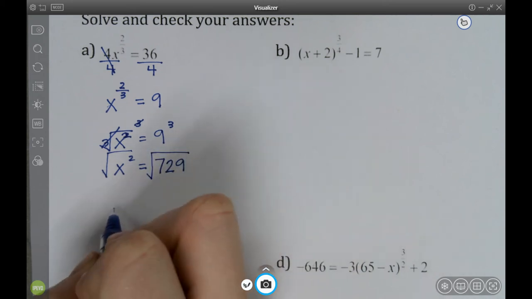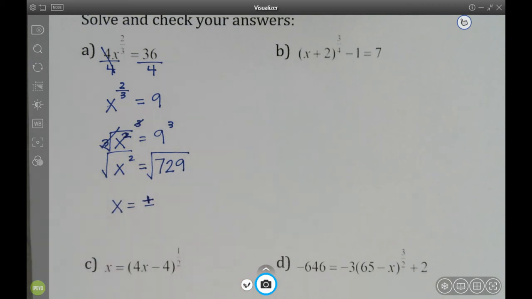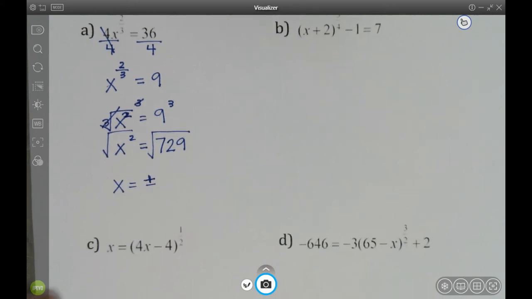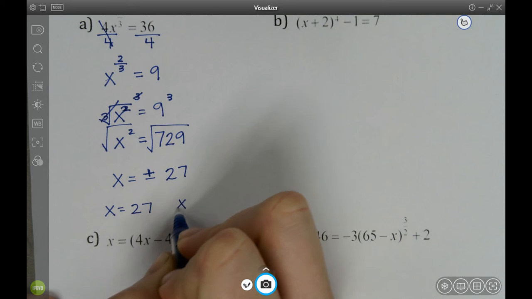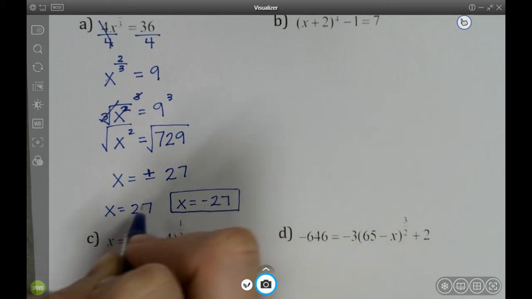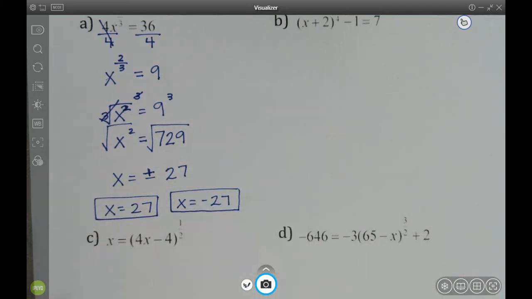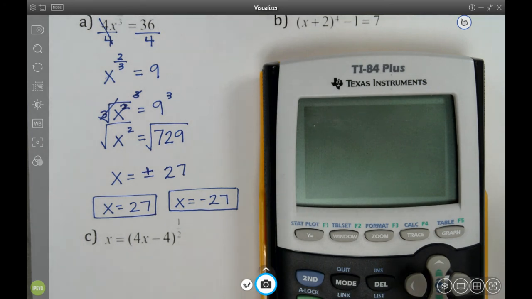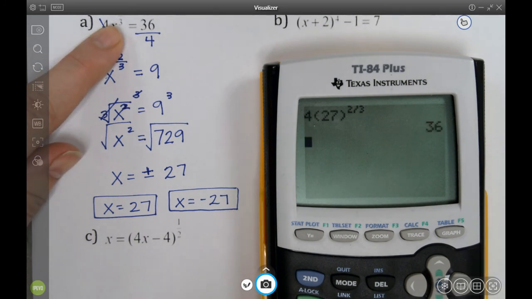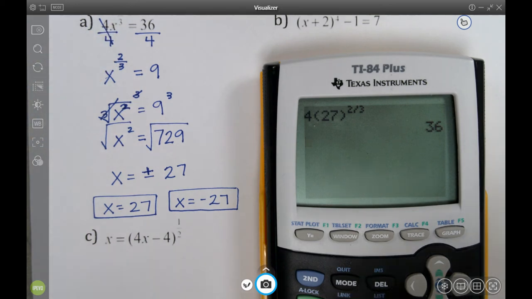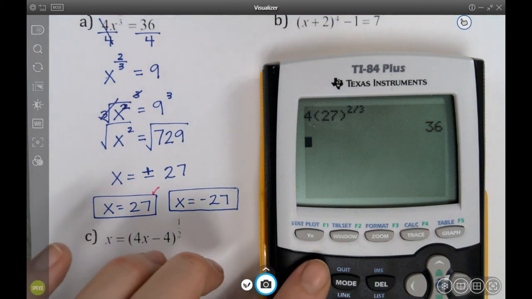Square root. Well, I would do the plus or minus. It's just 27. So X could equal 27 or negative 27, but you have to plug them in and check. Are you gonna count points off if you just leave it as plus or minus 27? No, but whenever you check it, one of them may work and the other one may not. Okay, so I have 4 times 27 raised to the 2/3 power, which does give me 36. So positive 27 works. Negative 27.